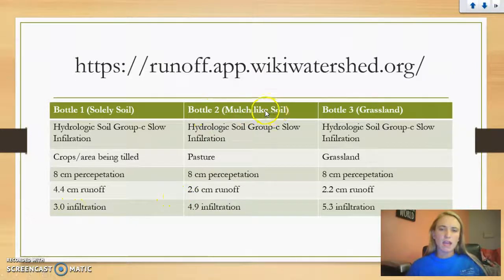Then for bottle 2, which I added some mulch to, I picked the pasture option on the simulation, and I got 2.6 centimeters runoff and 4.9 infiltration. For the last one, which would have mostly grass, I picked grassland on the simulation, and I got 2.2 centimeters runoff and 5.3 infiltration. I found that my actual results in my investigation were pretty similar to this, with the amount changing as I added more grass and vegetation to the bottles.